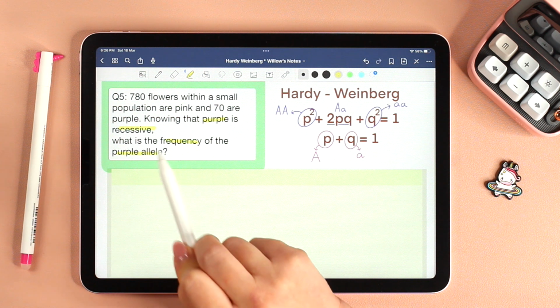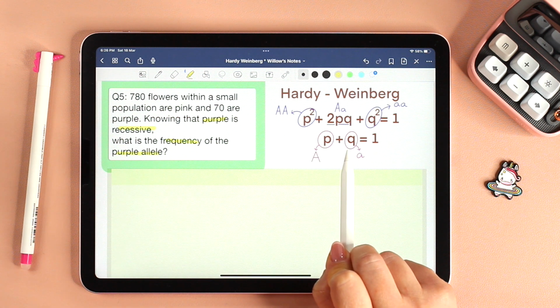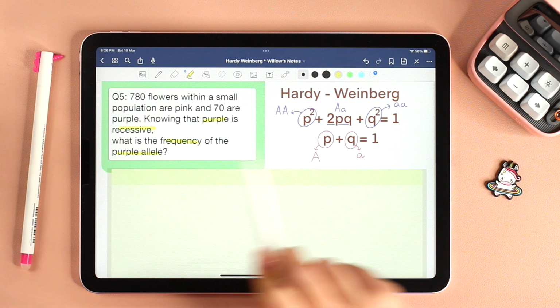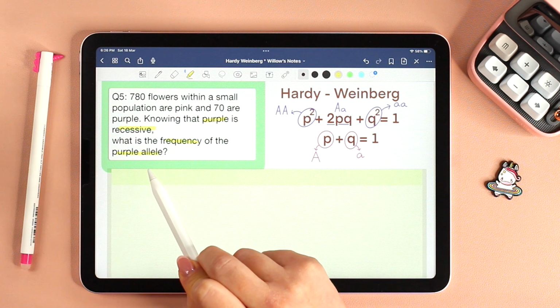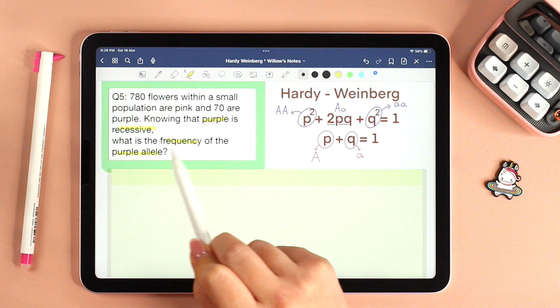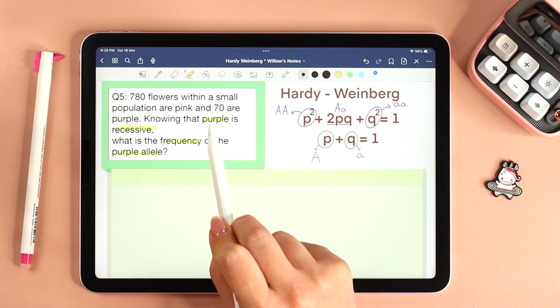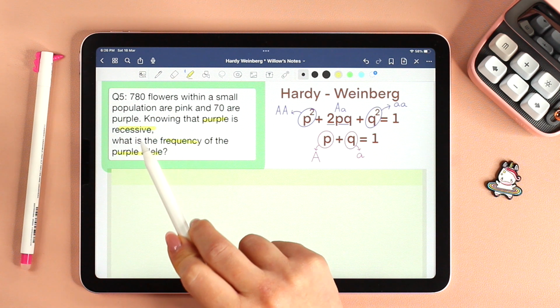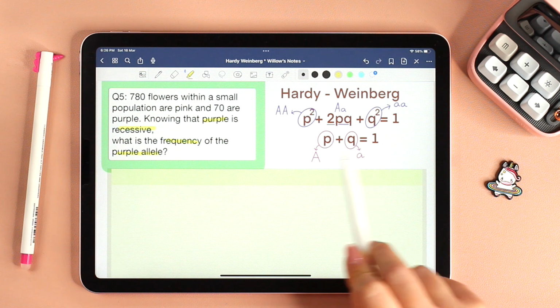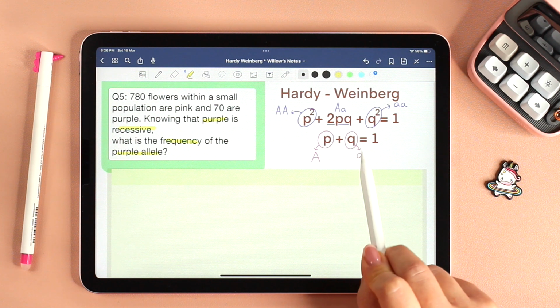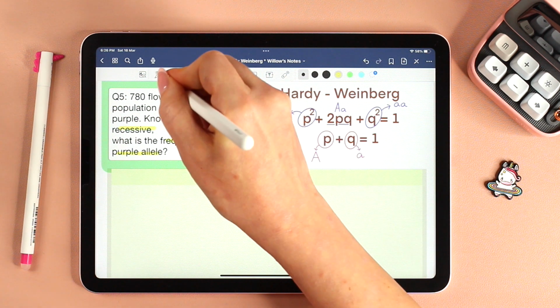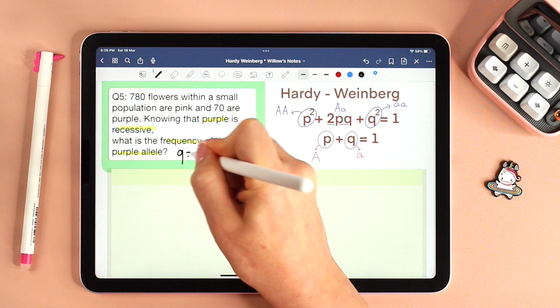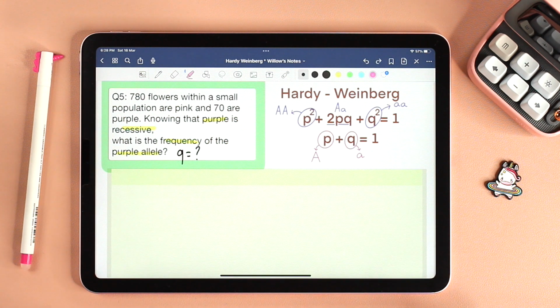Frequency of allele. So we're thinking P and Q, right? Not P square, not Q square. We want the frequency of the allele. And which frequency? The purple. And it's given that purple is recessive. So immediately, which letter represents the recessive allele? Q. So we want to find Q. What is Q? Now let's read our givens.